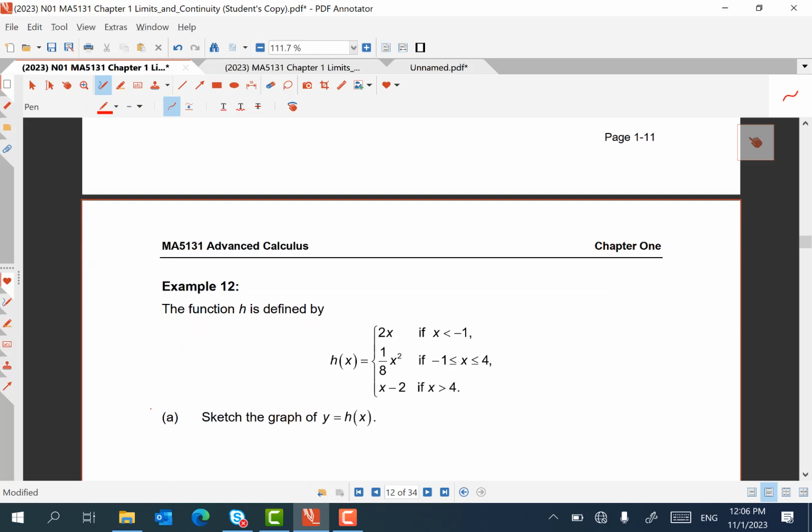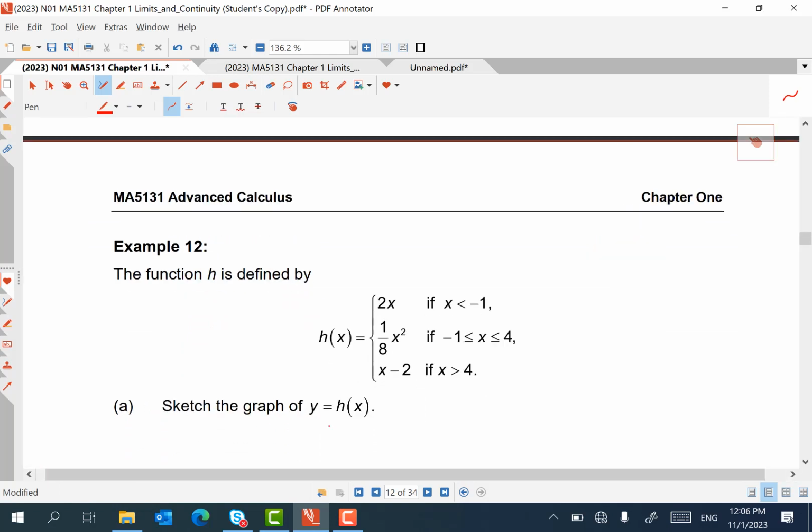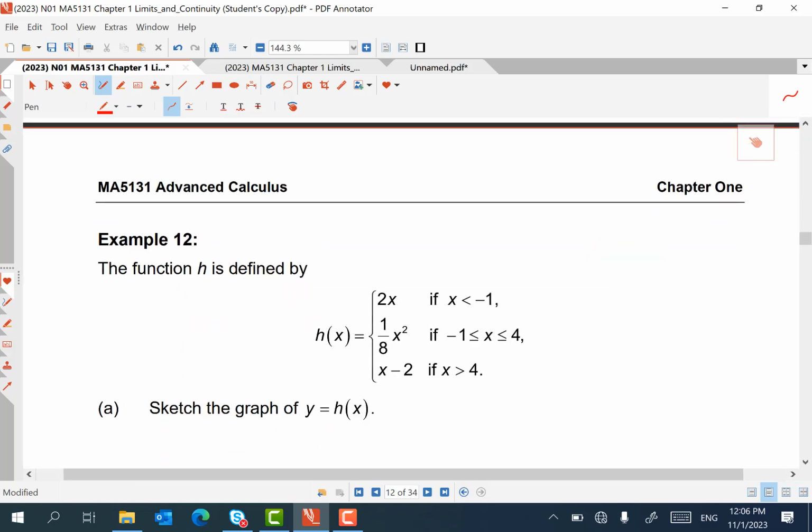That brings us to example 12. Okay, class, can you now sketch example 12?